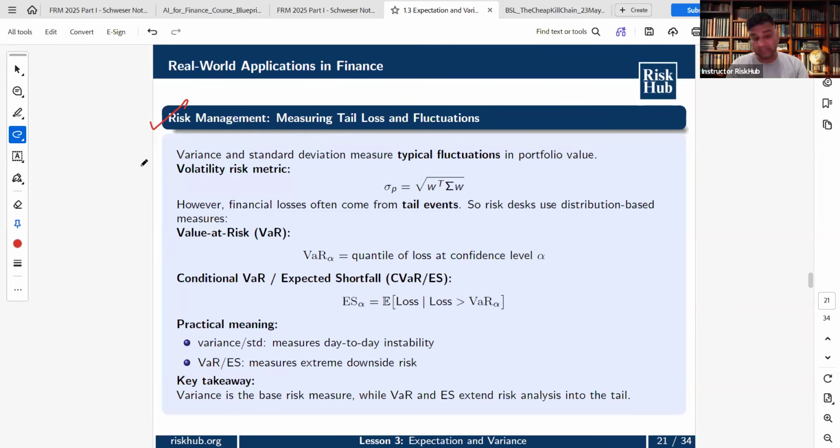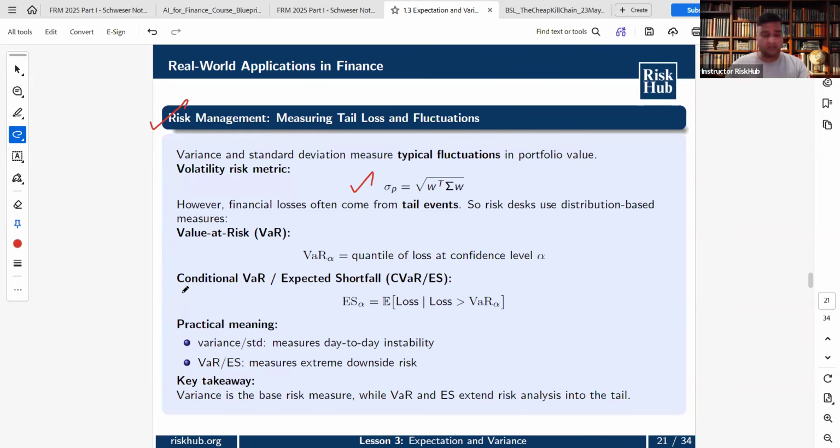These distinctions created risk management. Volatility risk: we have done portfolio volatility, sigma p, under root of variance. This formula comes directly from Markowitz portfolio theory. What does volatility measure? Volatility measures typical fluctuation, day-to-day volatility, normal uncertainty. Think of how much my portfolio wiggles around, not how much I can lose in a crash.